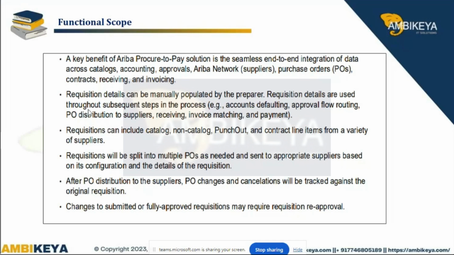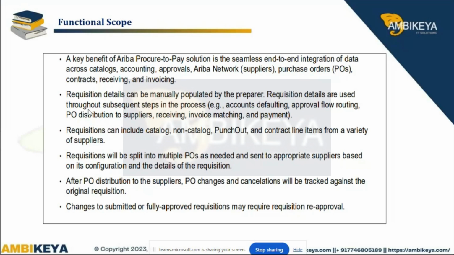When it comes to requisition, I'm only concentrating on requisition today. If you have any other doubts, you can just ask me. Requisition details can be manually populated by the preparer. Requisition details are used throughout the subsequent steps in the process, like PO, receiving, invoice matching, and payment. Requisitions can include catalog, non-catalog, punch out, and contract line items from a variety of suppliers.